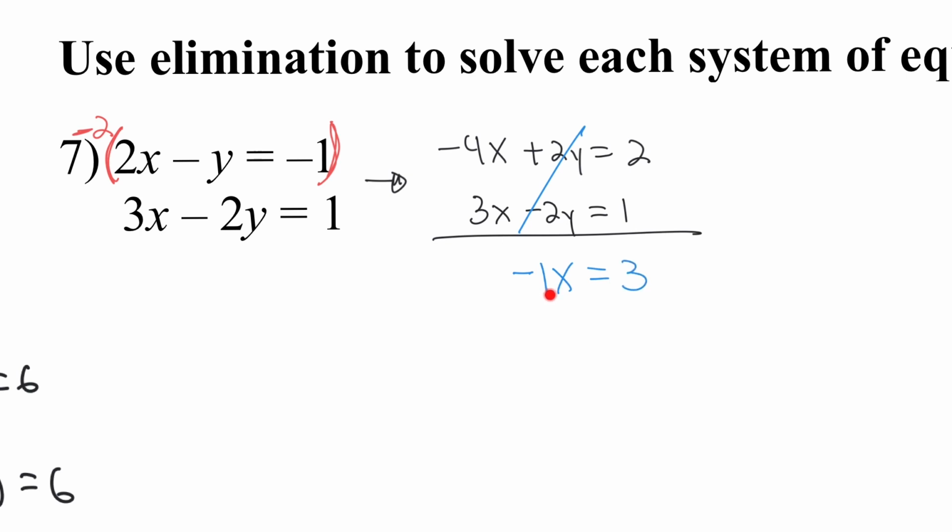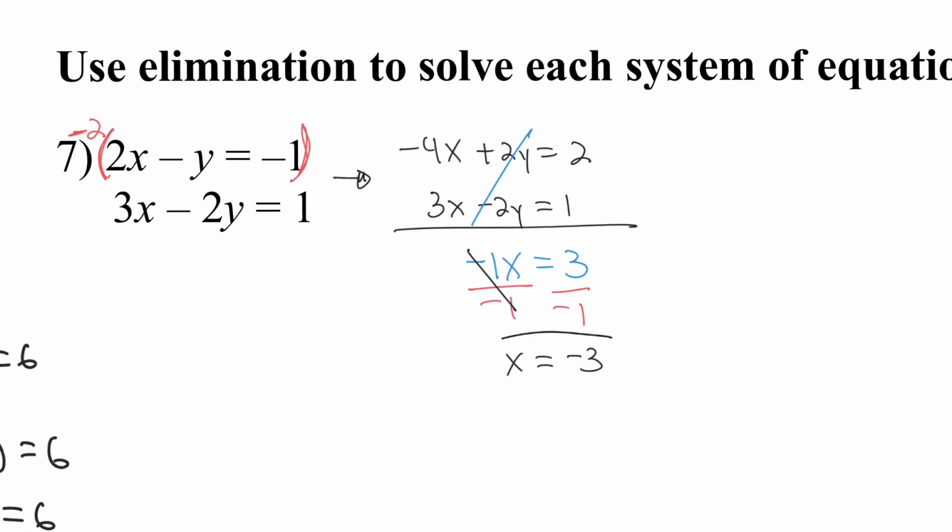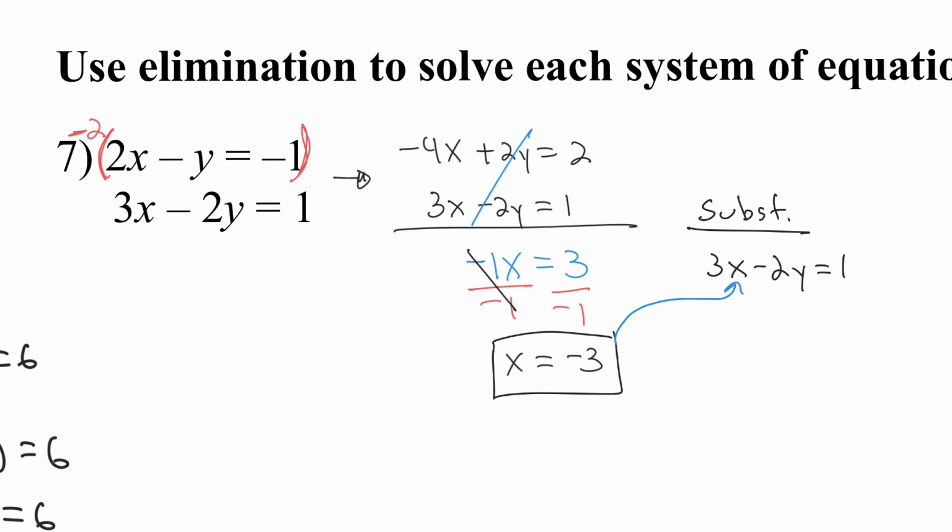Now, I don't need that 1, guys, but I need to get rid of that negative. So to get rid of the negative, you divide by -1. That's going to turn it into positive x. And the other side, 3 divided by -1 is -3. So now we know what the x is. You guys go back and substitute into one equation. I like the bottom equation, okay? So I'm going to use the bottom. I'm going to take the x value and substitute into the x. So we have 3 times -3 minus 2y equals 1.